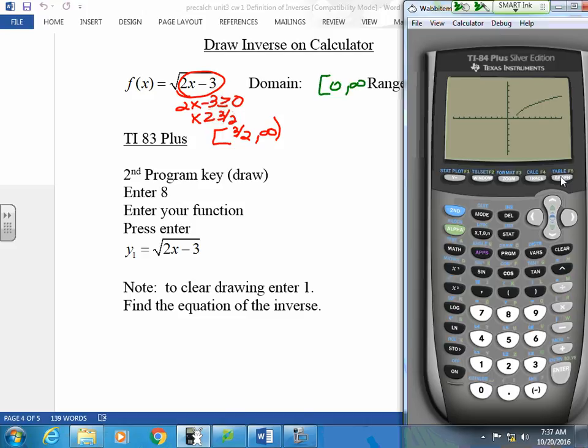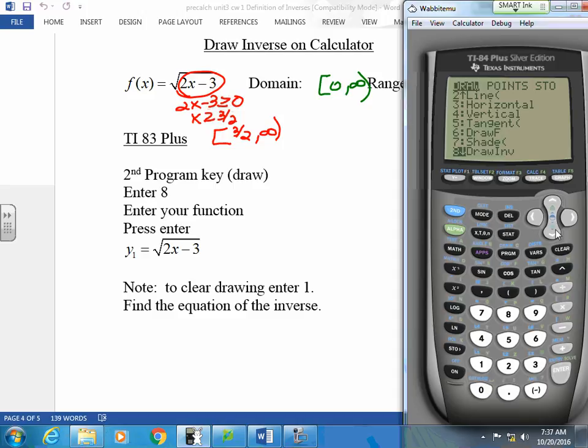0 to infinity. We tested it, we looked at it. Looking at our calculator doesn't always show us that. All right, now, follow these steps with me. You're going to go second program. Here's your program. Second program. And you're going to come down to number 8.